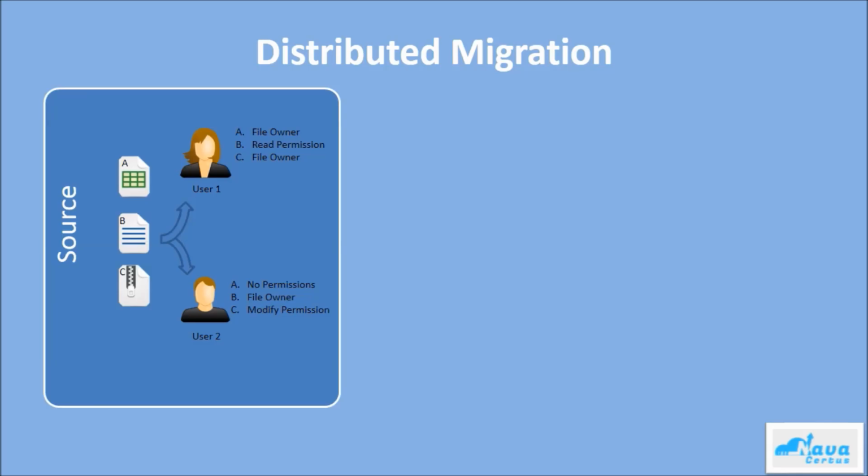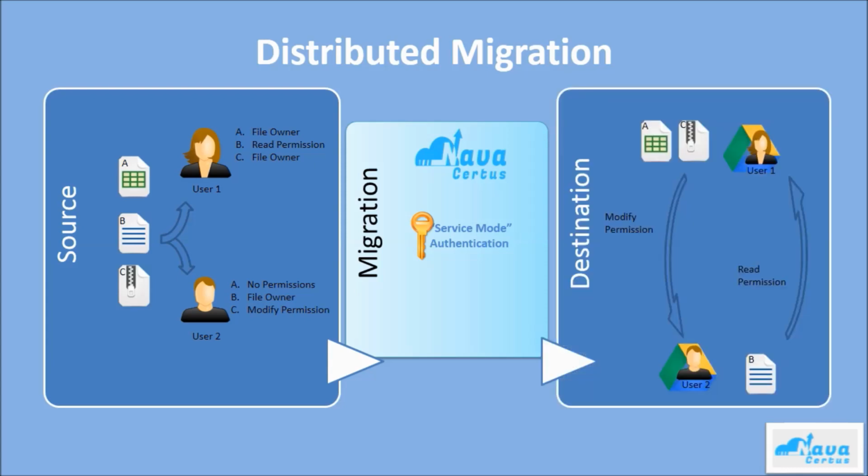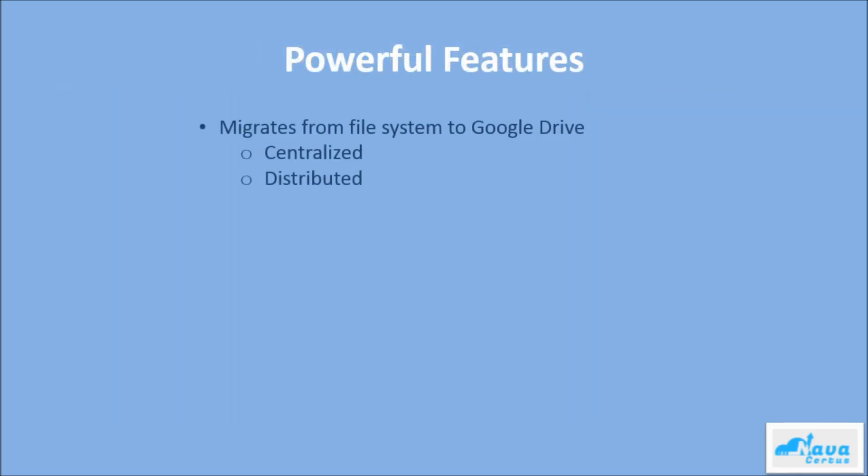With a distributed migration, NC determines the owner of each file and migrates the file to the owner's Google Drive. In this scenario, it is possible for files to be distributed relatively evenly between their owners, so that you can stay within the default storage quota of Google Drive. Thus, Nava Certus not only migrates the files, but also preserves and migrates permissions.